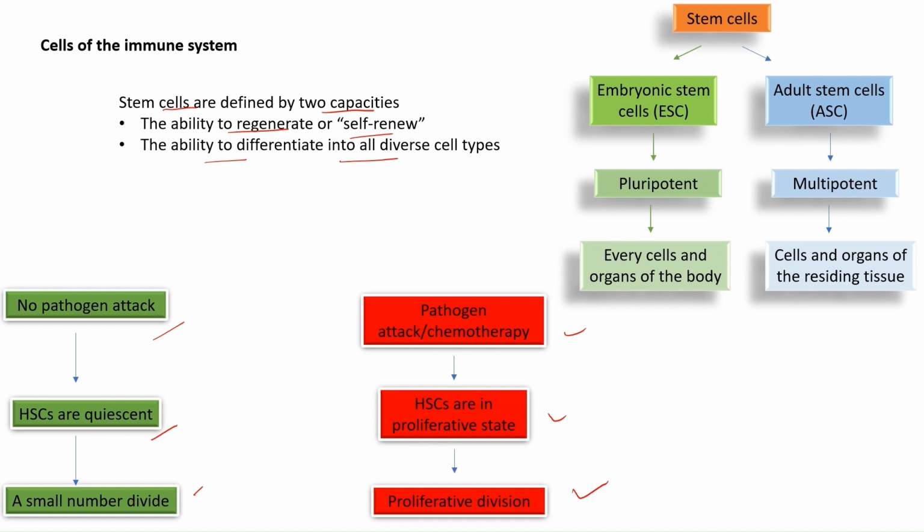So without pathogen attack, when our body is in a standard resting condition, resting here is not about exercise, it is about when there is no pathogen attack, the hematopoietic stem cells will divide in a small number. But as soon as the pathogen attacks, they undergo proliferative division.